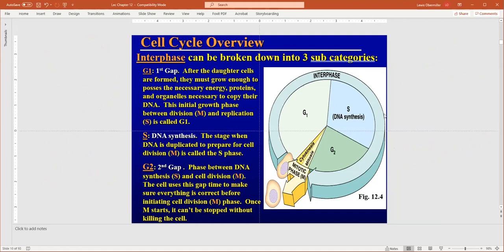Okay, so I've been drawing the cell cycle the whole time. Here it is. Artist drew it. It's a lot better than my drawing. G1 is growth or gap 1. So what happens is you have a cell, right?